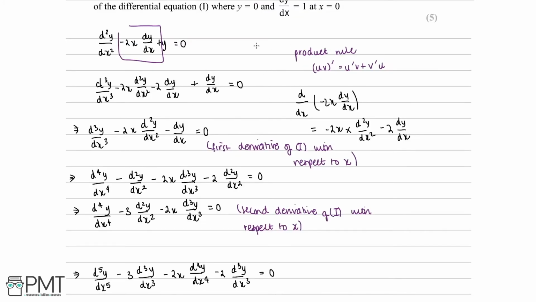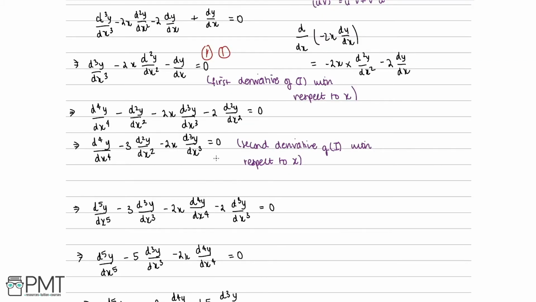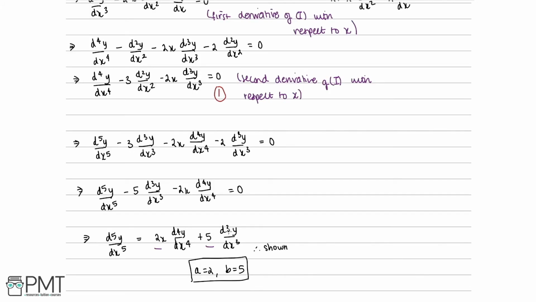So now that we've answered our question, let's find out where the marks are for part A. So for part A, you get both a method and an accuracy mark for correctly differentiating our initial differential equation I. We get another method mark for differentiating this in order to find the fourth derivative of y. And we get a final accuracy mark for arriving at the correct solution where a is equal to 2 and b is equal to 5.